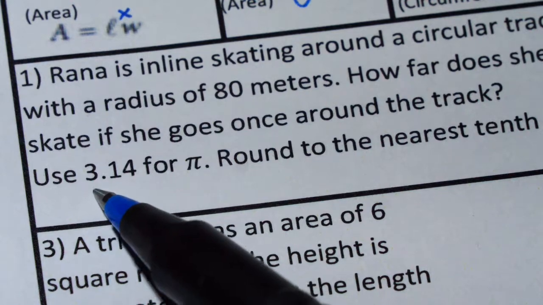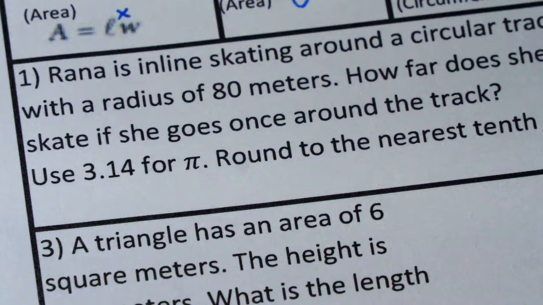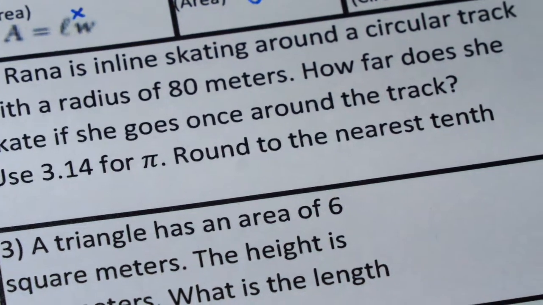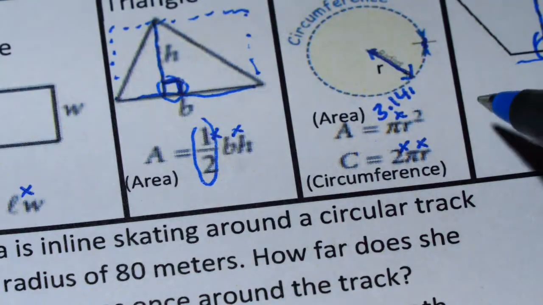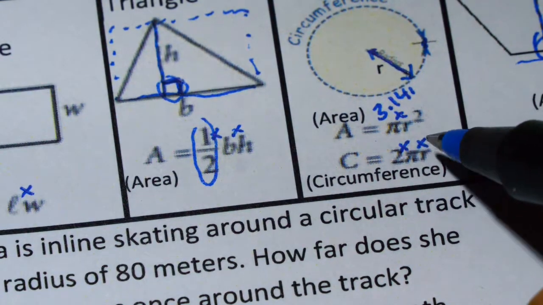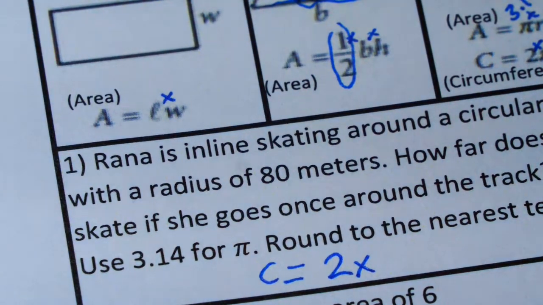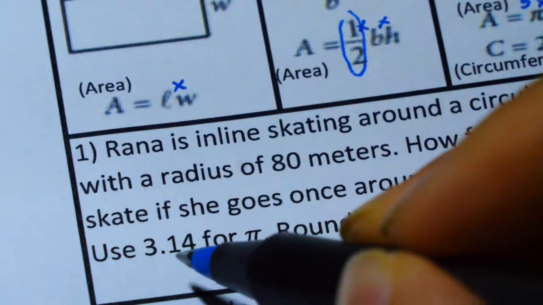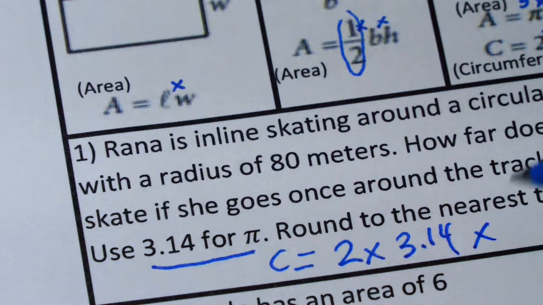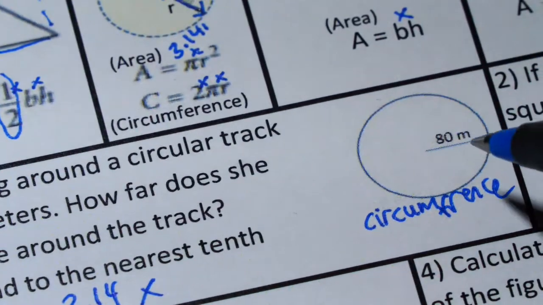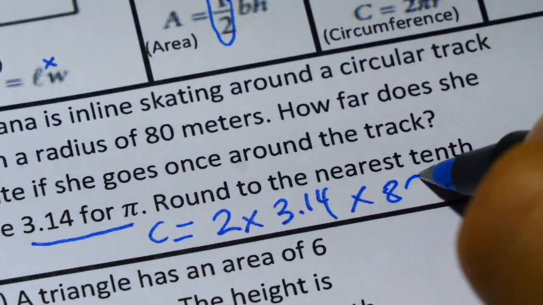It says here, use 3.14 for pi. Okay, so let's look at the formula for circumference. Circumference equals 2 times pi times r. So we're going to do 2 times pi. We're going to use 3.14 for pi. So 2 times 3.14 times r. The radius is 80. So times 80.